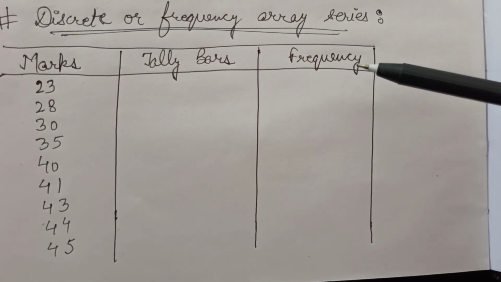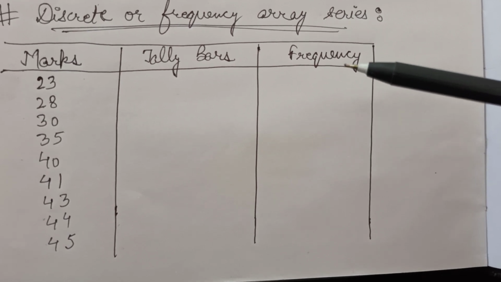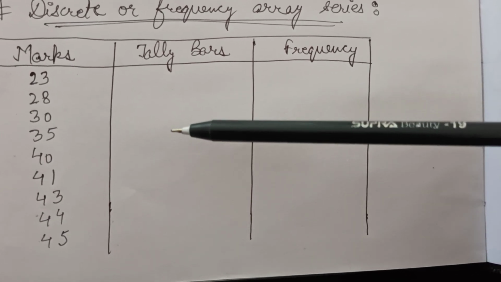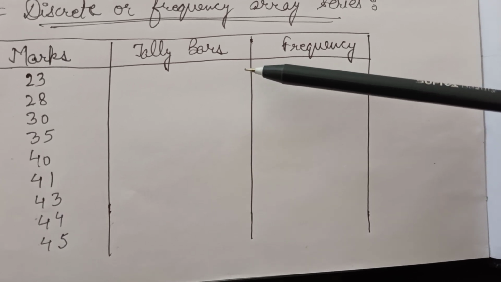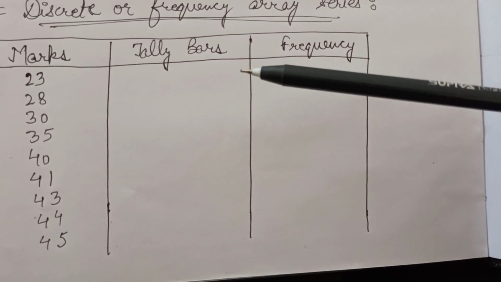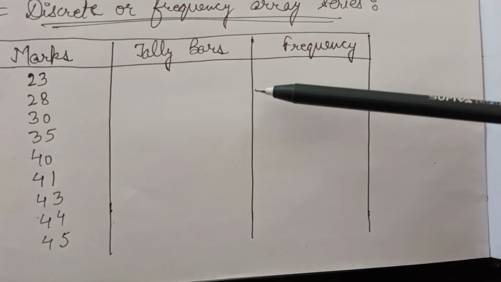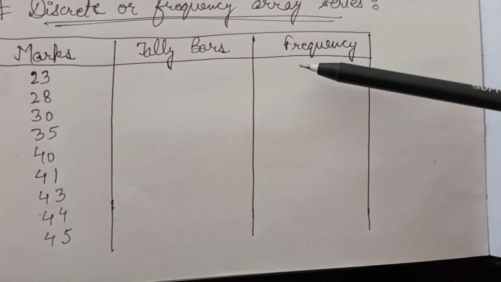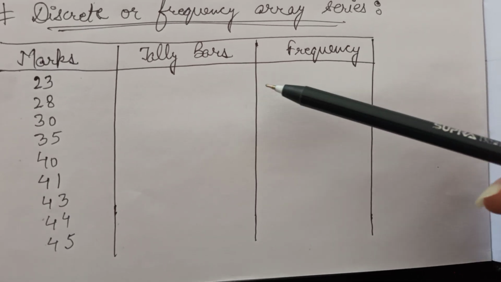And what is frequency? We have already covered that in the terms: it is the number of times an item occurs or repeats itself in the series. And about tally bars also we have studied that it is a form of numeral used for counting or keeping track of numbers in groups of 5. Those who haven't watched the previous video, you must firstly go through the previous video, only then will you be able to understand these terms. So now I am going to mark the tally bars and frequency.